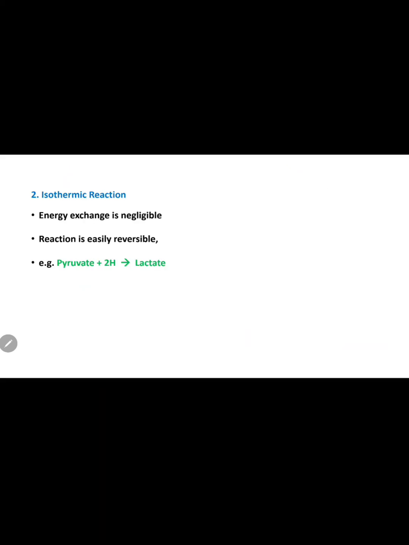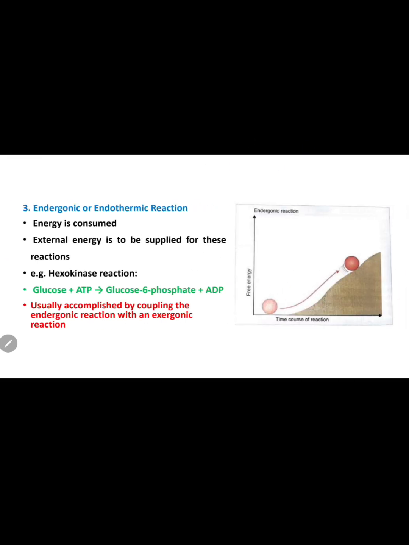Isothermic, negligible energy exchange, pyruvate to lactate, and it's a reversible reaction. Lactate can also be converted back to pyruvate. Endergonic reaction is like pushing a stone up the hill or pushing something uphill. Energy is actively consumed, external energy is supplied for these reactions.